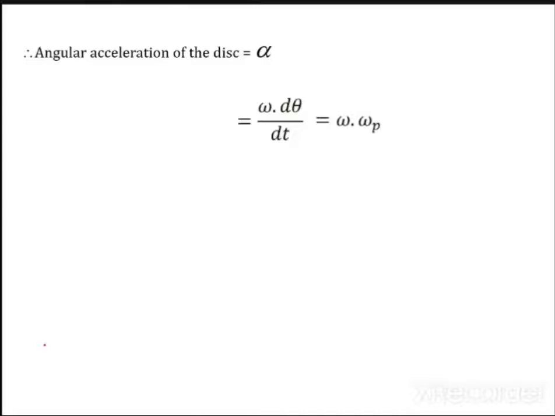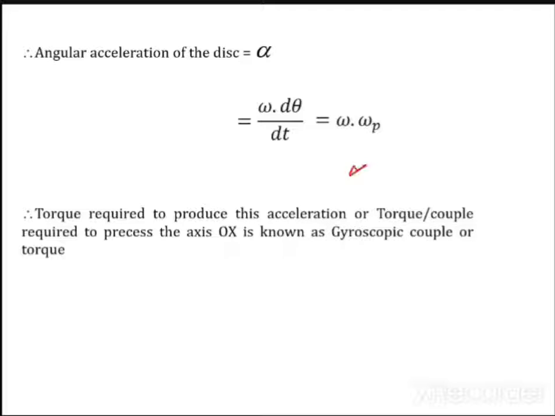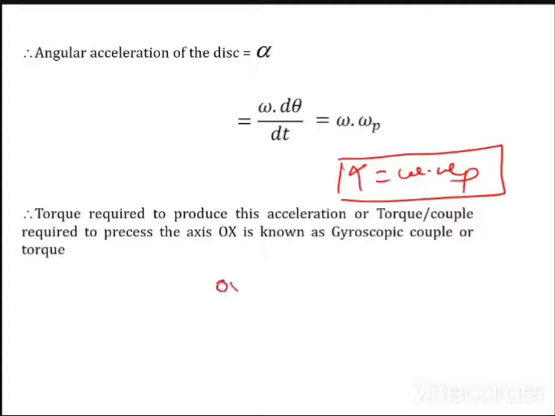And then we have also derived one formula. What is that formula? Alpha is equal to omega into omega p. And what is this alpha? This alpha is nothing but the angular acceleration, and this angular acceleration is produced because of the applied torque. The torque or couple required to precess this axis OX about the axis OY is known as the gyroscopic couple or torque.